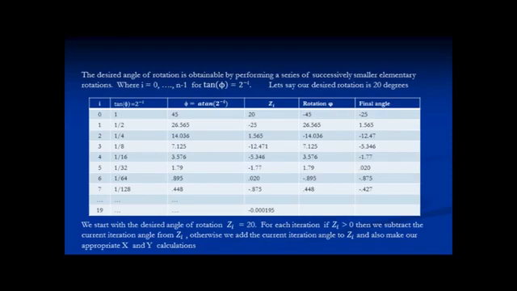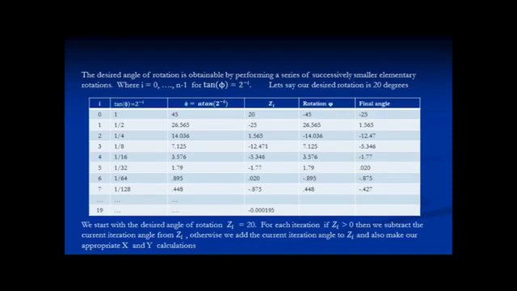In this example, we start with the desired angle of rotation, which we'll call z sub I, which we'll say is 20 degrees. For each iteration, if z sub I is greater than 0, then we subtract the current iteration angle from z sub I. Otherwise, we add the current iteration angle to z sub I until hopefully we approach 0, or at least very, very close to 0. Once that happens, we have the new x sub n and y sub n that we originally wanted. Notice that in this example, at iteration 19, our error in degrees is quite small, only 0.000195 degrees.